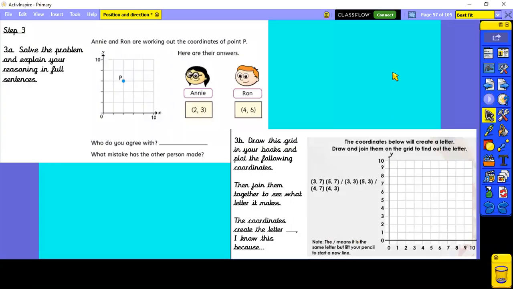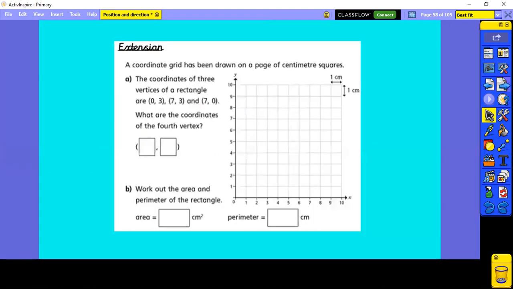Okay, now I've got the step 3 questions for you on the screen, which focus on some similar questions to the one we've just looked at. And for those of you that fancy a challenge, here is the extension part of the worksheet.